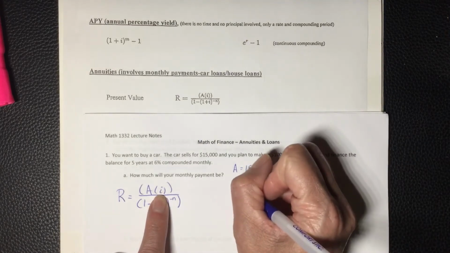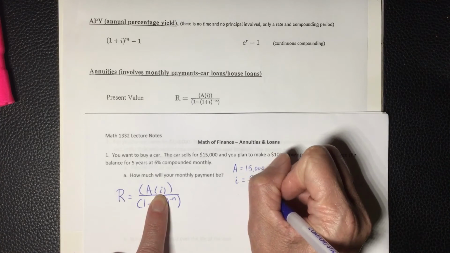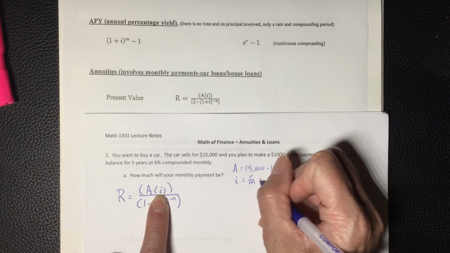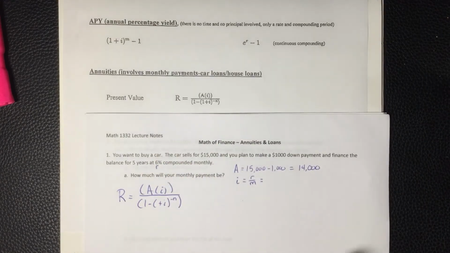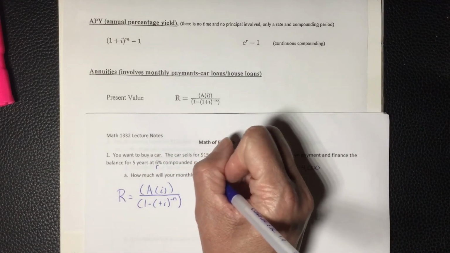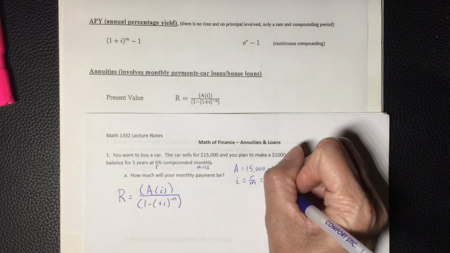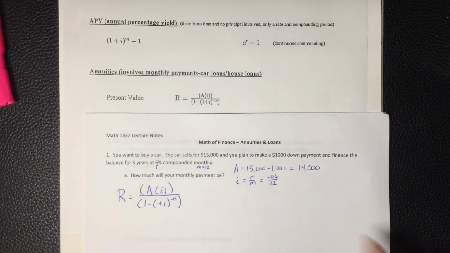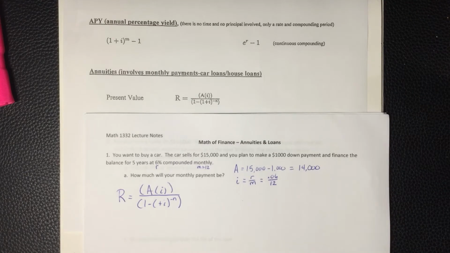We also need to find I. This will be the same as it was for compound interest. It's the rate divided by the number of times compounded a year. So the rate is 6%. So here's little r. We're compounding monthly. So M is 12. Remember, we do have to write this as a decimal. And I'm not going to get an approximation for this. I'm just going to leave it as a fraction.